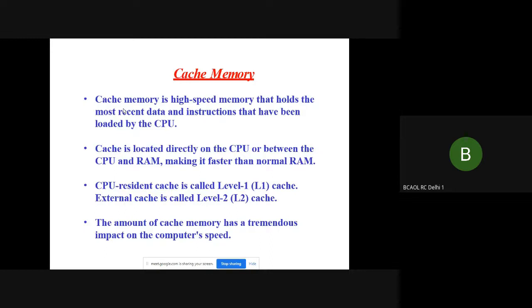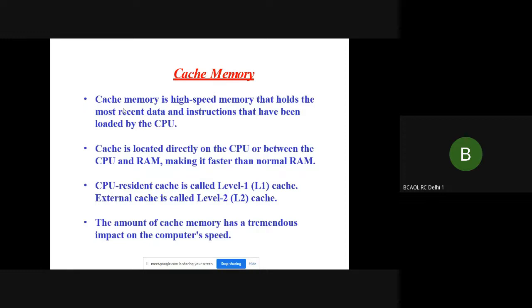Right. Now, one more memory is there which is known as cache memory. You must have heard about cache memory, right? Many people think that cache memory is the fastest memory. But cache memory is not the fastest memory. Registers are the fastest memory. And after registers, caches are the second fastest you can say. So cache memory is high speed memory that holds the most recent data and instructions that have been loaded by the CPU. So basically what the cache memory does is, suppose you open certain applications too often.